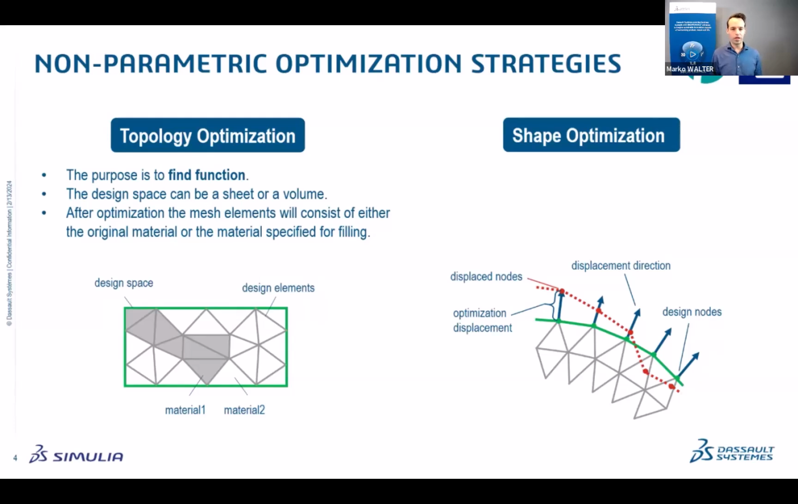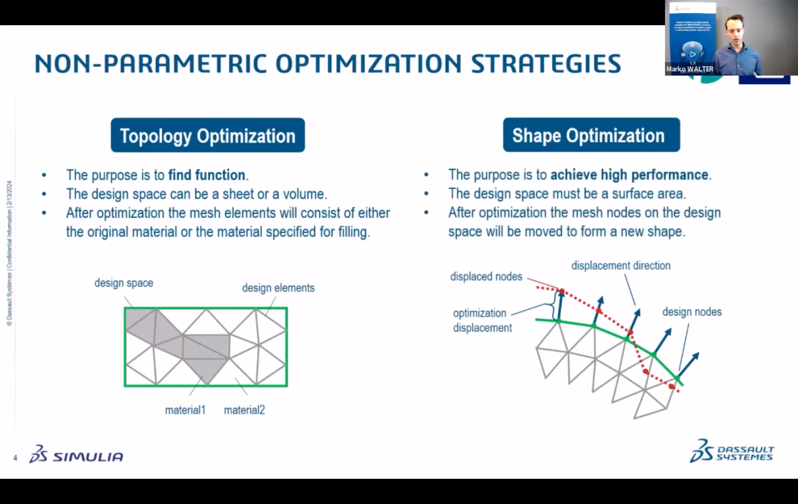On the right-hand side, then we have shape optimization, which has the purpose of really starting from a design, starting from something that already has some performance, and you want to achieve really high performance. You want to squeeze out the last bit that you can. And the design space there would be then some surface area. This can also be a volume, just the surface of a volume. And the idea is that after optimization, mesh nodes are moved on this space to really form this new shape. However, the focus of this talk today, specifically for our antenna applications, is topology optimization.